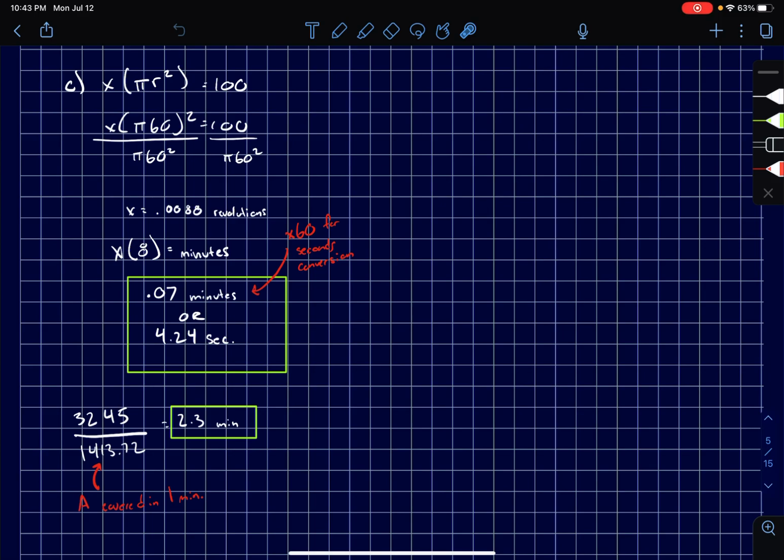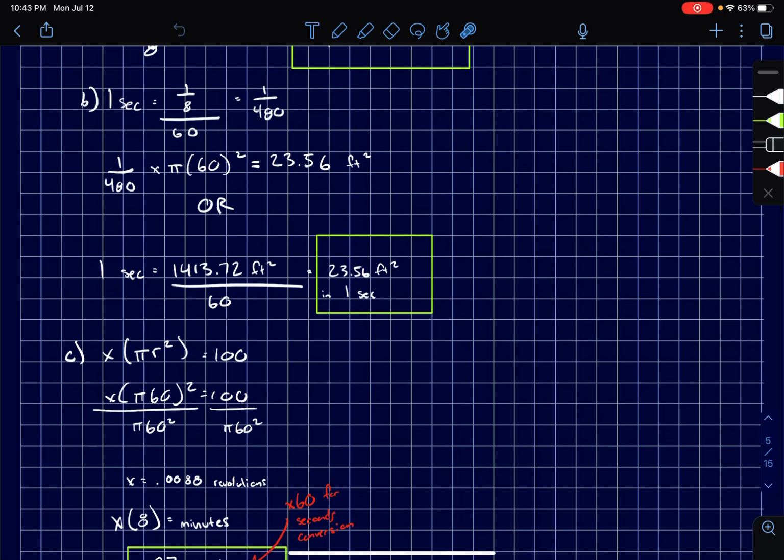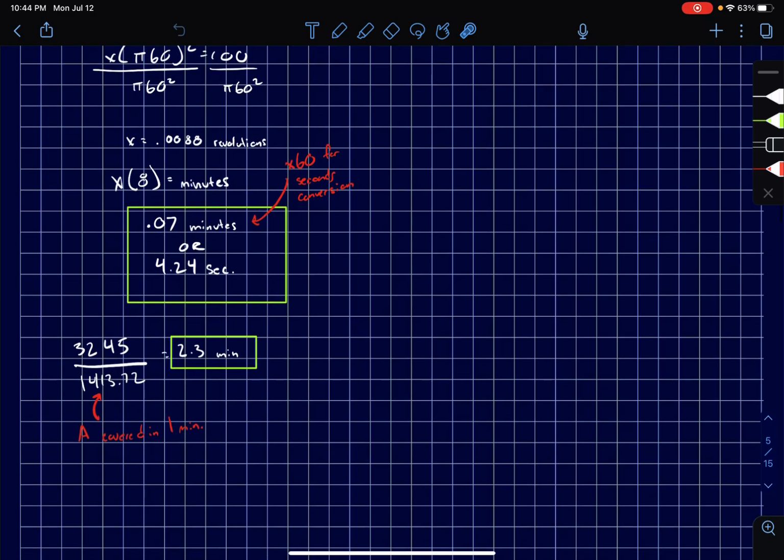You could also understand intuitively that we're going to get some answer like 4.24 because if you look at how much it covers in 1 second, it's 23.5, so almost 25. So it's going to take a little over 4 seconds to get 100, because 25 times 4 is 100, and it's just under that.